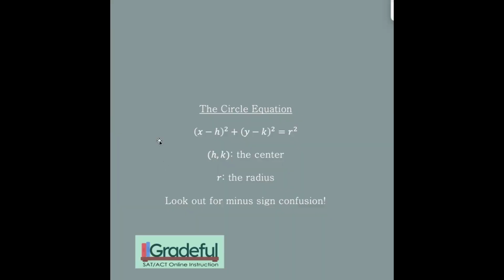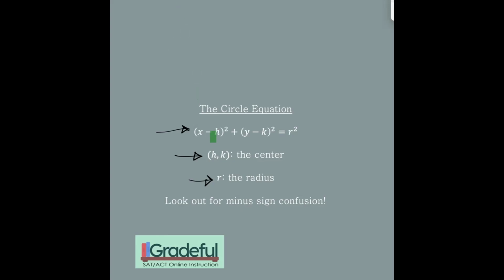Now going on to question number 9. Here we have a circle equation, and that's something you definitely want to know by heart. The circle equation looks like this. (x minus h) squared plus (y minus k) squared equals r squared. h and k are the coordinates of the center. r is the radius. And you want to look out for minus sign confusion.